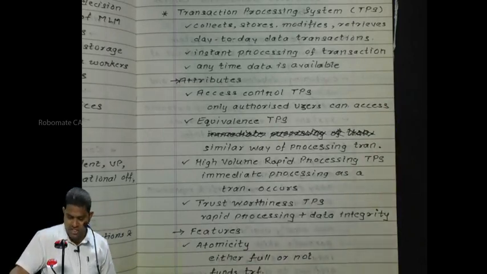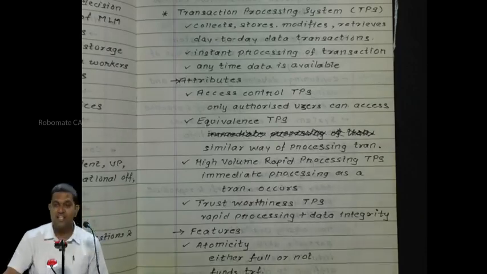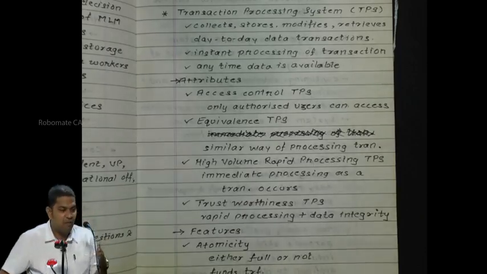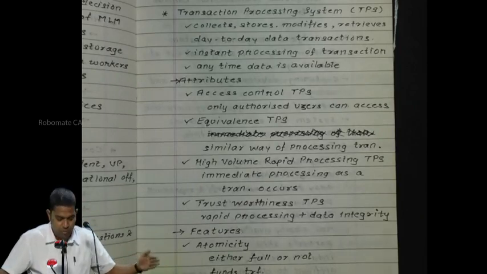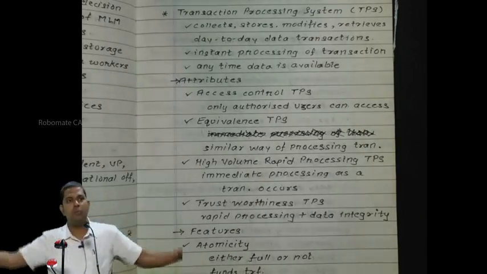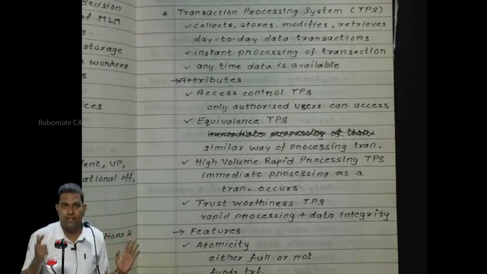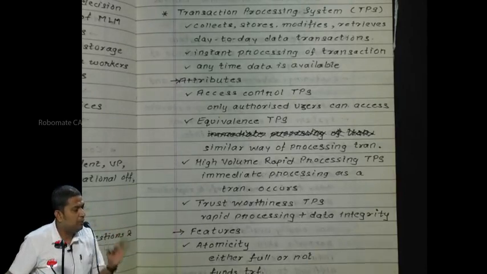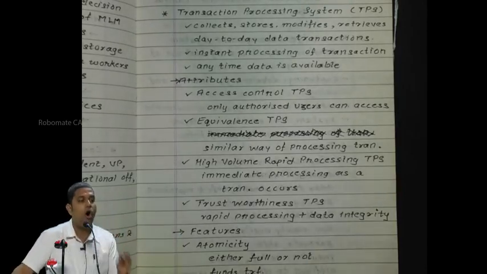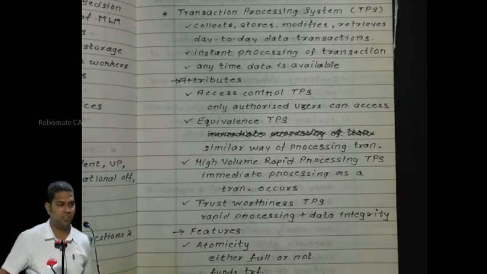Now let's try to understand the features of a transaction processing system. Number one in this is called atomicity. Atomicity means a transaction has to be completed, a transaction has to be processed fully, or it should not be processed. Either one should happen. What I said? Either it should be completed fully or it should not be processed.